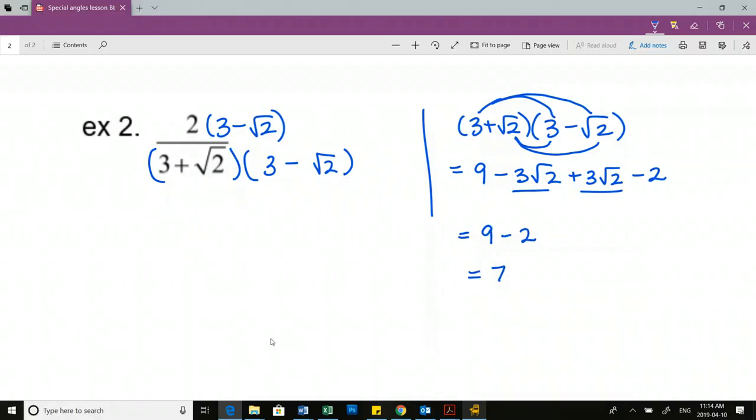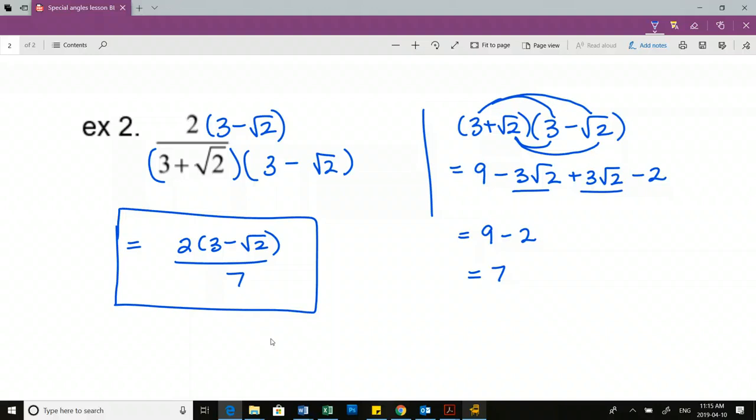This will always happen when I have an expression that is something plus something. If I multiply by the reverse of that, something minus that something, the roots end up canceling out, and it works out really well for rationalizing. So that's why we do that. We'll end up with 2 times (3 minus root 2) all over 7 as our final answer here. That would be the answer that your calculators, if they leave in radical form and fraction form, would spit out to you.